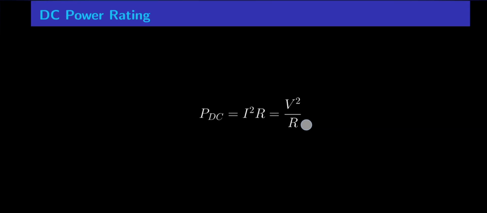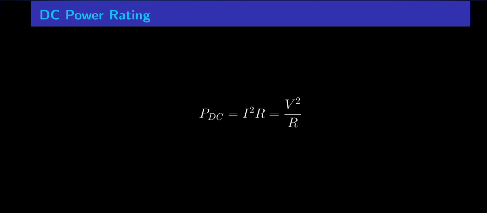The power rating of a resistor indicates the maximum amount of heat that the resistor can safely dissipate without damage. Exceeding this rating can cause overheating, change in resistance value, or permanent failure of the resistor. In DC circuits, the power dissipated in a resistor is given by P equals I squared R, or V squared divided by R. This power is entirely converted into heat, and the resistor must be designed to withstand this heat.